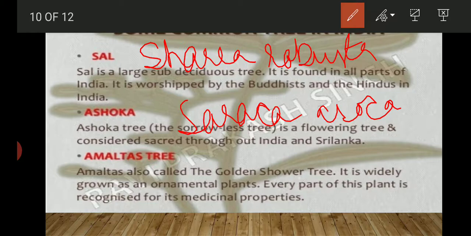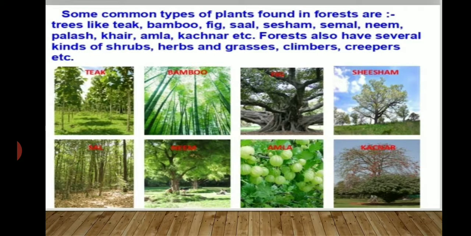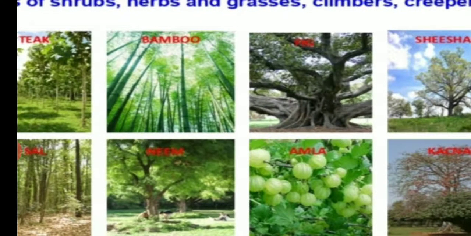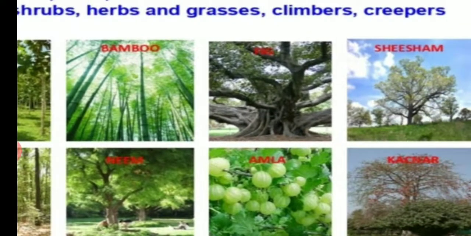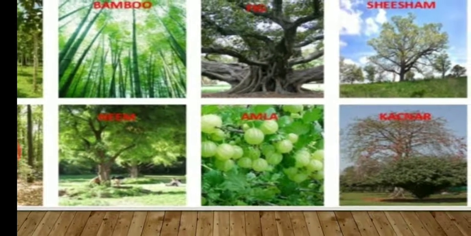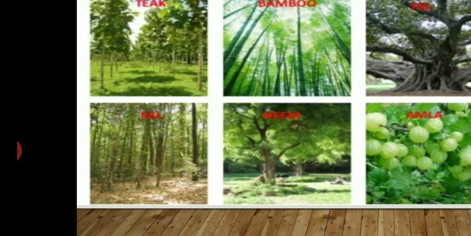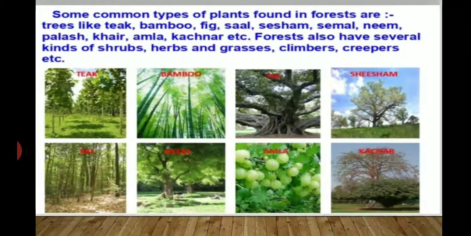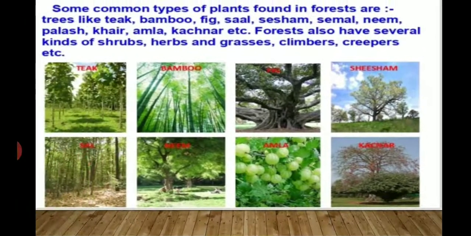Amaltas tree, it is known as Cassia fistula. It is also known as the golden shower tree and Indian laburnum, and it is widely grown as an ornamental plant, and every part of this plant is recognized for its medicinal property. These are the teak tree, bamboo, oak tree, shisham, kachnar, amla, neem, sal. All these plants are important, and they all have different medicinal values.